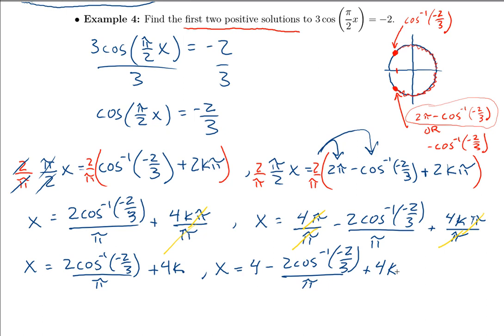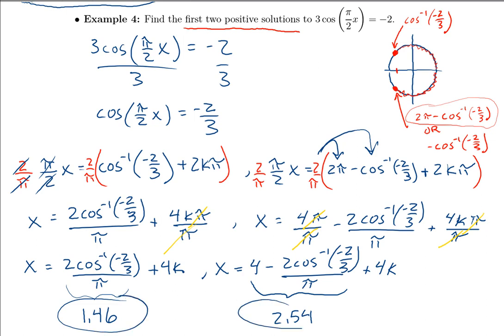All right, but then it's asking me for the first two positives. Of course, in this case, it's just going to be this, which is 1.46. And it's also going to give me this, which is 2.54. So those are my first two positive solutions.